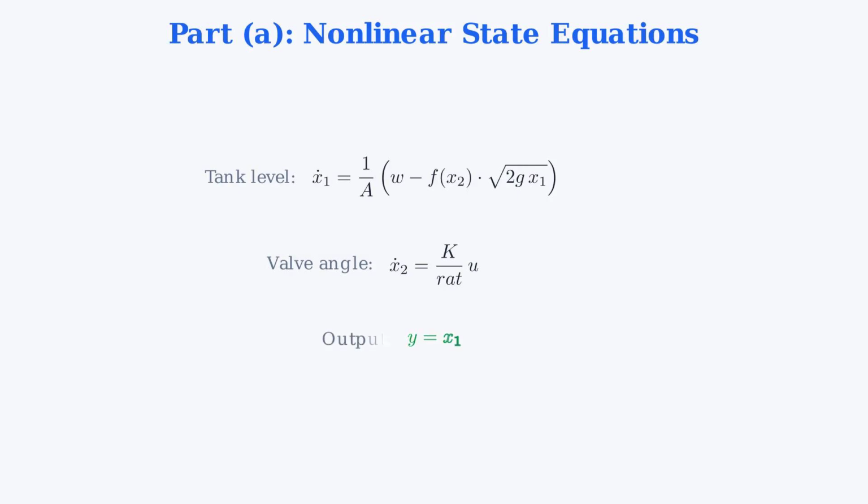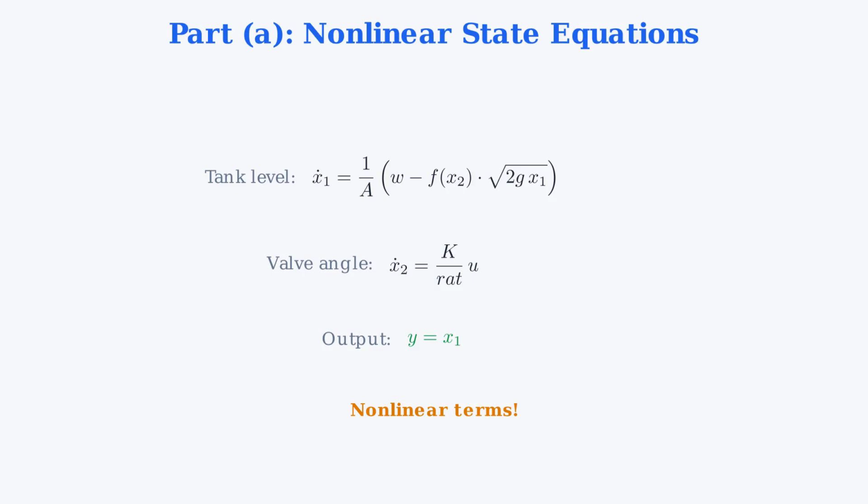From the tank equation, h dot equals 1 over A times the quantity Q in minus f of phi times the square root of 2gh. From the gearbox equation, phi dot equals k over rat times u. The output is y equals h.